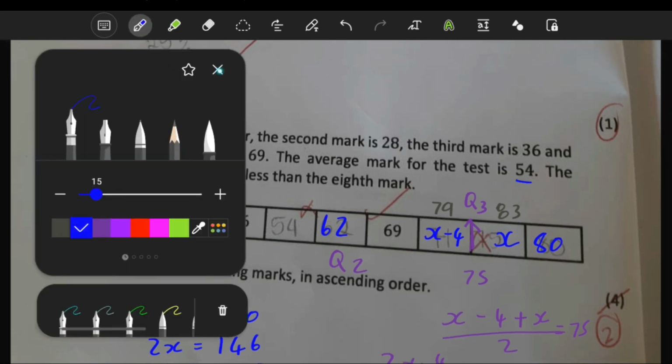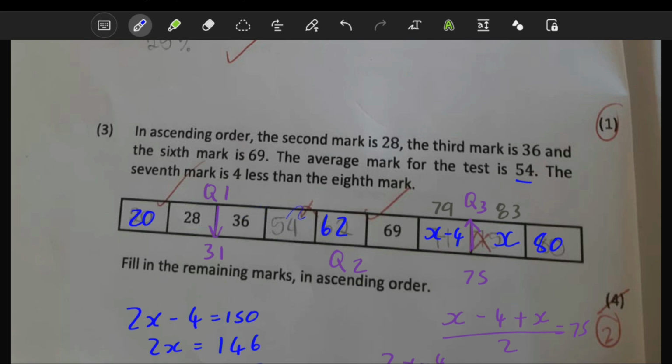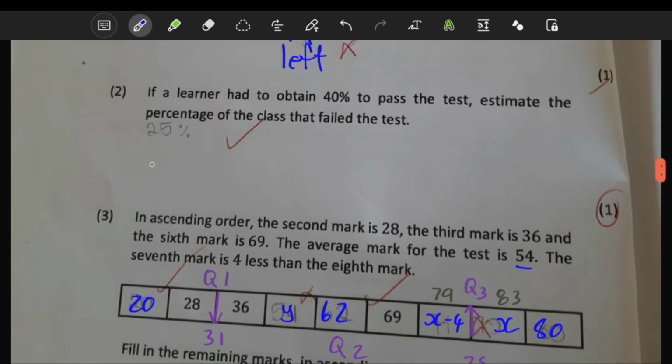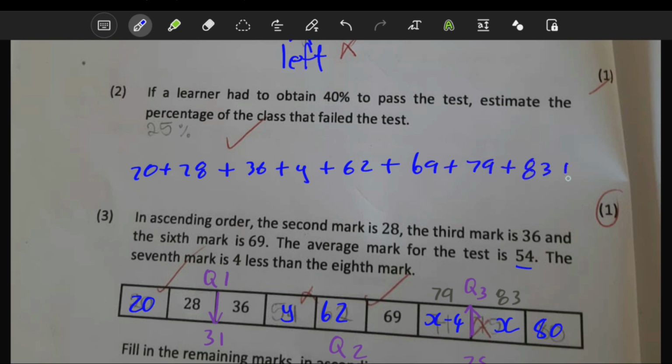Okay, this is what I mean. To get this value here, let's make this y. To get this y value, all you can say is 20 plus 28 plus 36 plus y plus 62 plus 69 plus 79 plus 83.